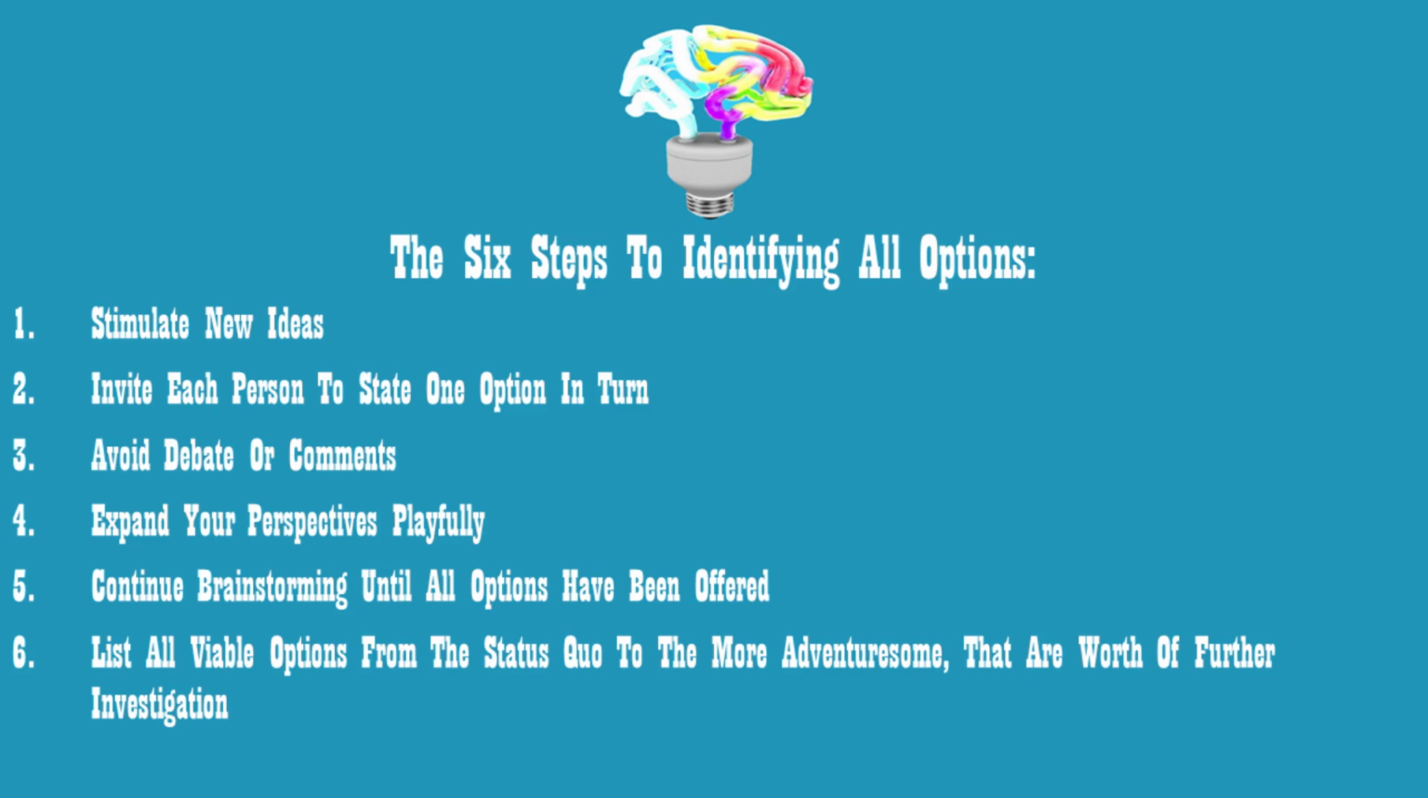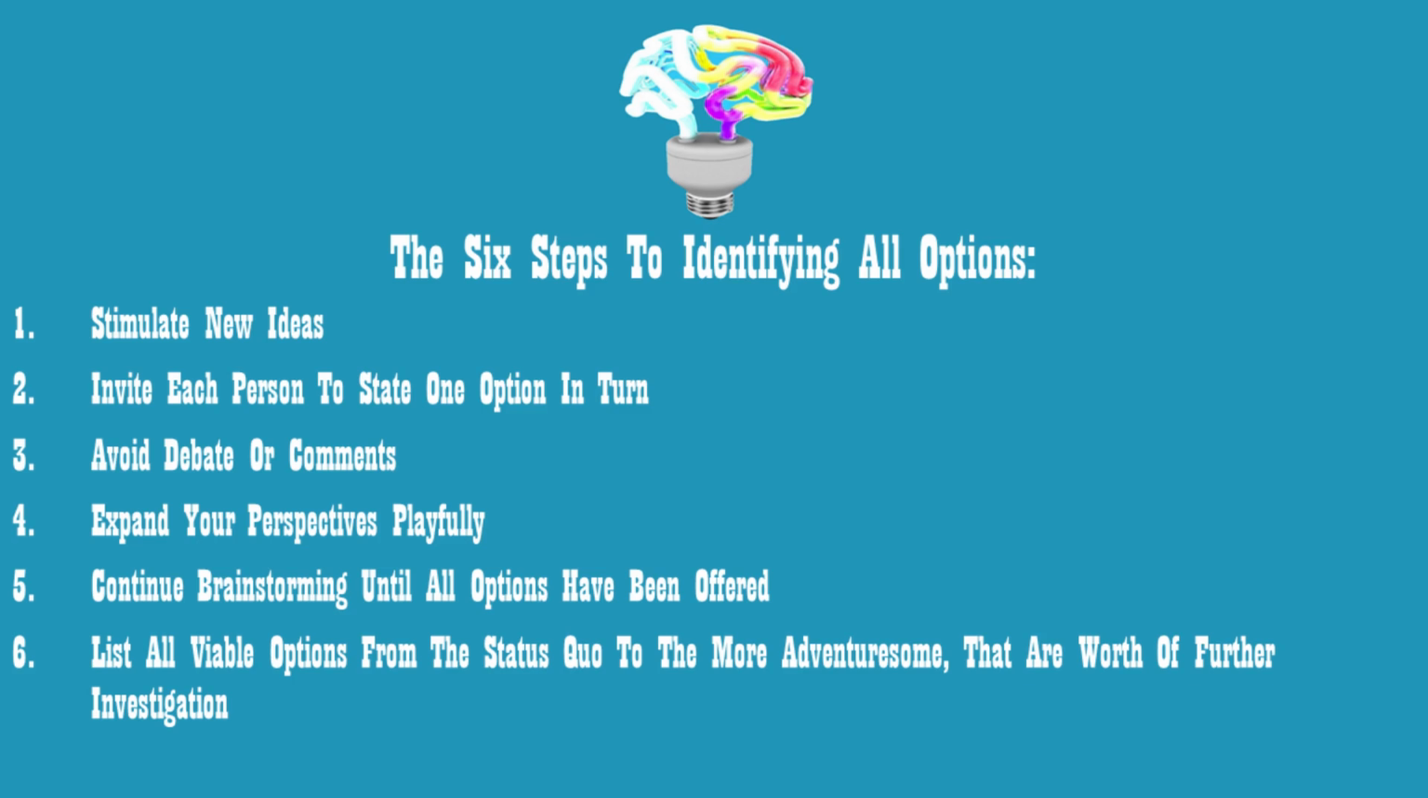Next, number 3 is to avoid debate or comments. Stick to focusing on an open brainstorming approach, and just simply listen to the options with an open mind, and encourage everyone else to do so. From here, number 4 is to expand your perspectives playfully. And what this means is that as you're all brainstorming, incorporate emotional logic thoughts from your left brain, creative thoughts from your right brain, and deep intuitive senses coming from your gut feelings.